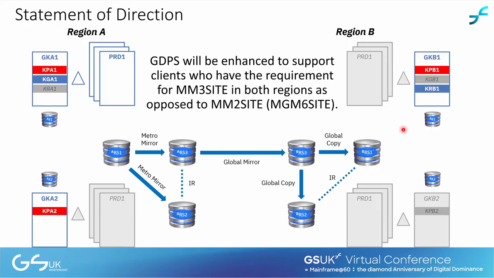And that's how MGM 6 site came about, because we needed more copies of data. We needed more redundancy. We needed just a little bit more so that we didn't have to declare disaster in the event that we lost only 1 set of disks, or we were down to one set of disks. Now, with this new solution, we have 3 sets of disks in each region.